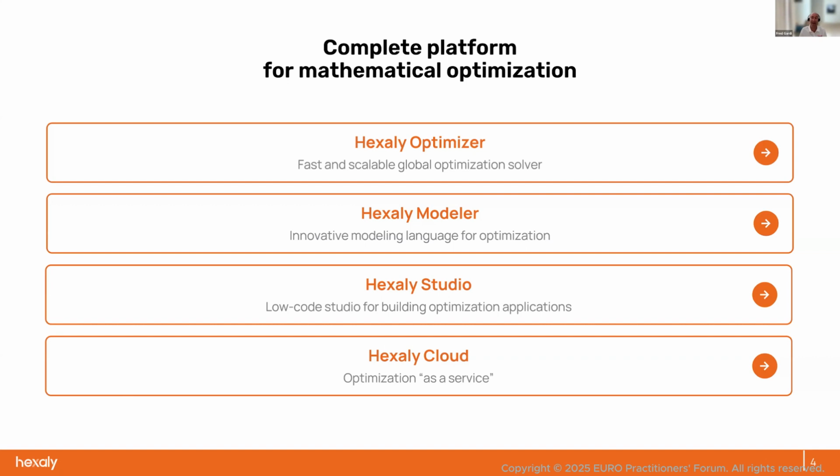And lastly, we have Hexaly Cloud. This is really optimization as a service. It's not the same cloud offering as Gurobi or CPLEX. Here, you can install Hexaly as usual on your laptop or in an application on a server. Then you change the license file, and Hexaly executes in the cloud transparently.